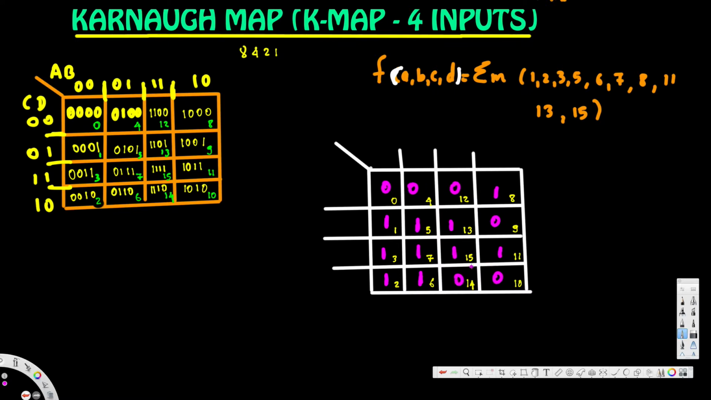Okay, now when we do the K map, let's put the locations 0, 0, 0, 1, 1, 1, 1, 0, 0, 0, 0, 1, 1, 1, 0, 1, 0, and these variables are A, B, C, D.